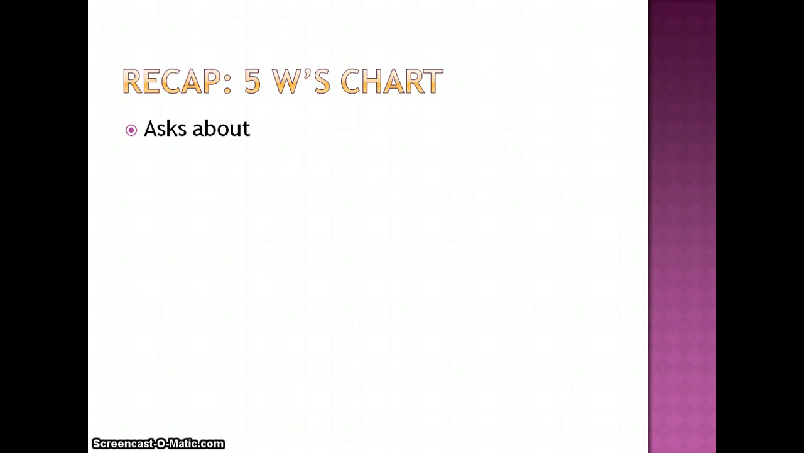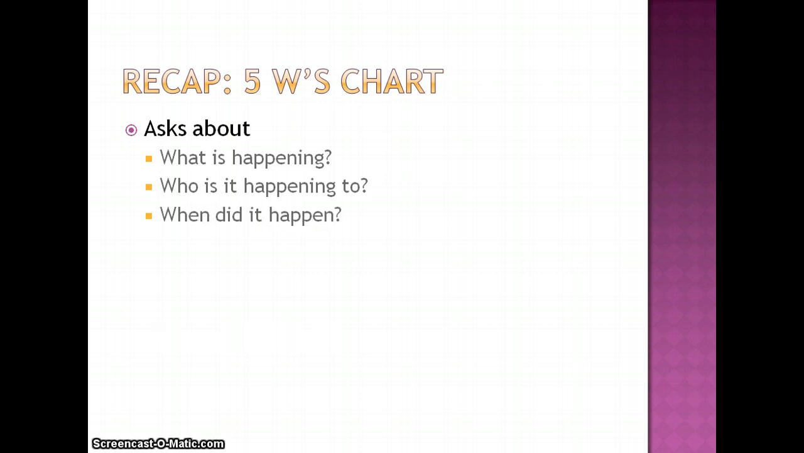The next one that we talked about was the 5 W's chart. And this talked about the 5 different W's. It asks about what was happening in the story. The next one we asked about was, who is it happening to? The third question is, when did it happen? The fourth one, where did it happen? And then the fifth one, why did it happen?